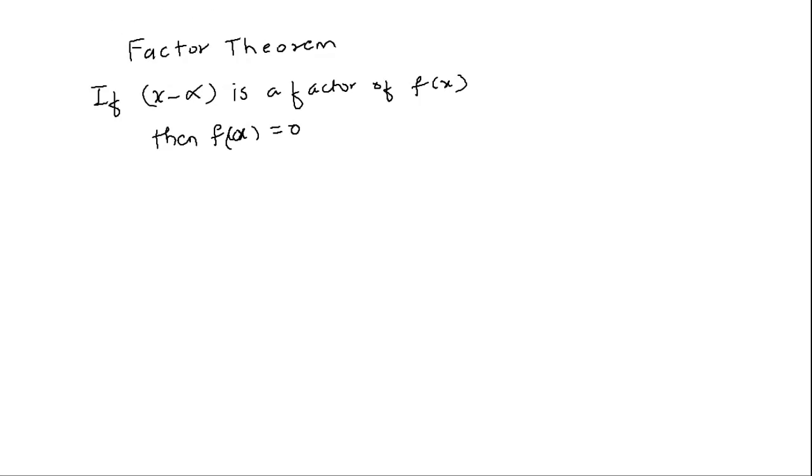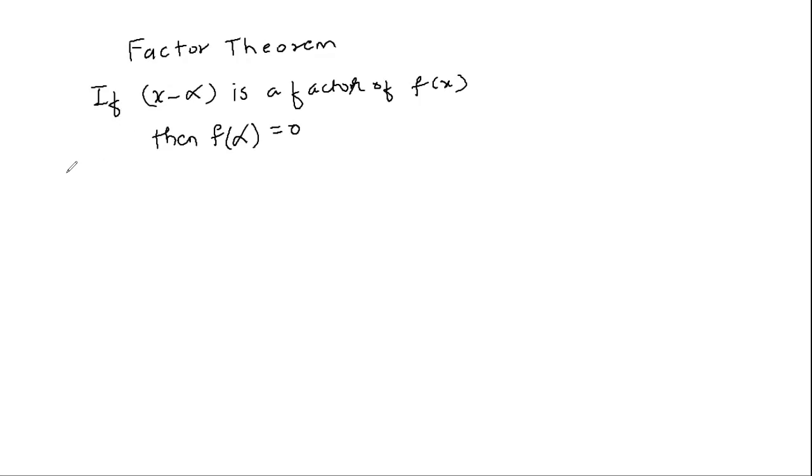So, factor theorem. Basically, if x minus alpha is a factor of f of x, then we put alpha in place of x, and the value of that f of alpha should be 0. So we say that x minus alpha is a factor of f of x. Okay. Now let's start with a numerical, just to understand this topic better.